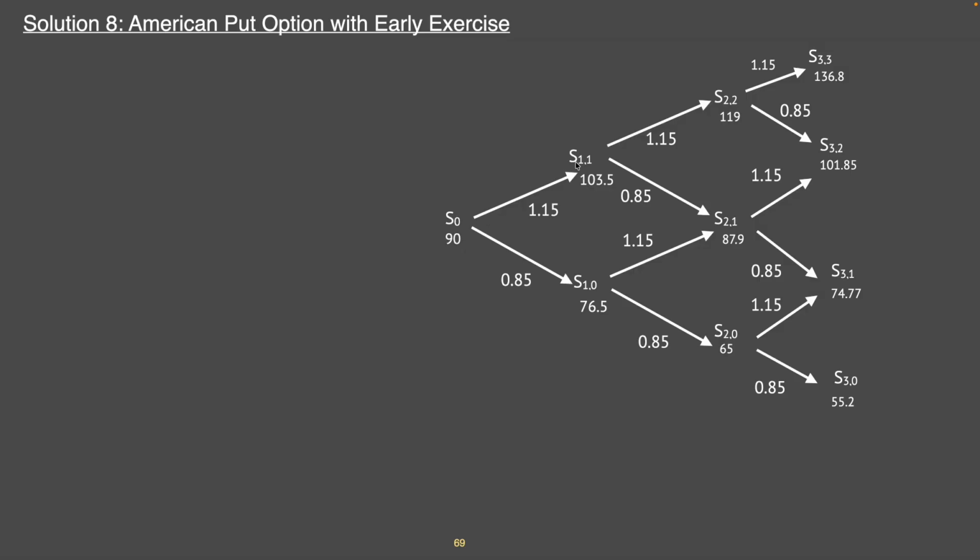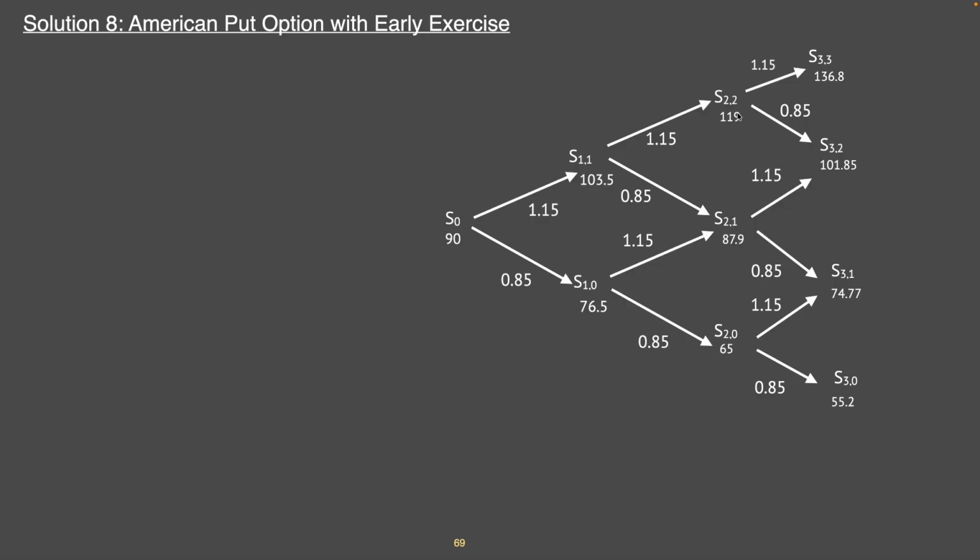So at the first node S11, you multiply it by 1.15 to get 103.5 as the stock price at the initial node here. This node can either move up or move down. So if it moves up, we multiply 103.5 with 1.15 to get 119. And if it moves down, we multiply 103.5 with D, that is 0.85, to get S21, which is 87.9.